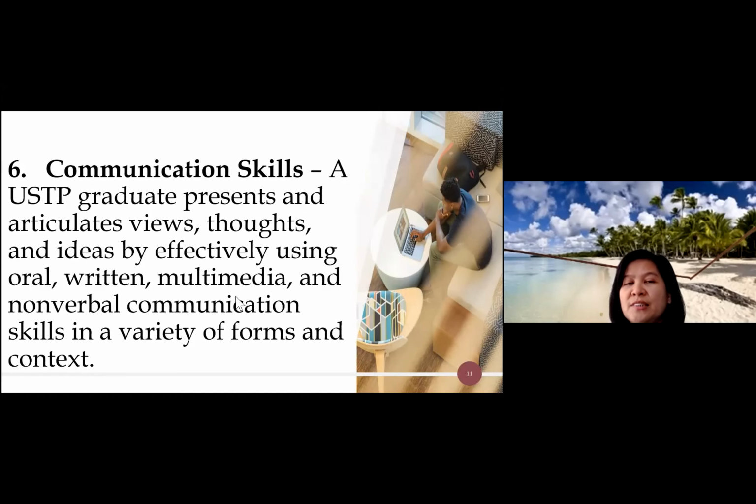Six is communication skills. A USTP graduate presents and articulates views, thoughts, and ideas by effectively using oral, written, multimedia, and nonverbal communication skills in a variety of forms and contexts. It is true that this involves skills that we need to train for. So we need to know how to speak, we need to know how to write, how to use multimedia, but I think this goes even more deeper. This communication skills, I think, comes with all of the other attributes. You need to be able to think critically. You need to be able to empathize. You need to be able to work with others in order to be able to communicate well. So this is not just about skills.